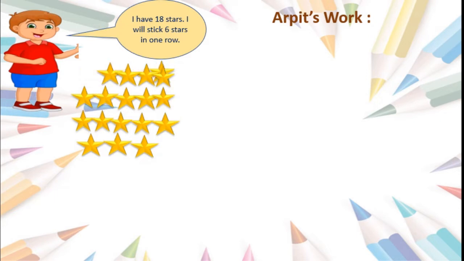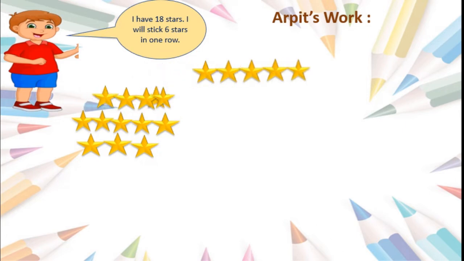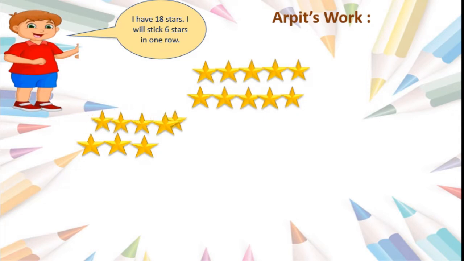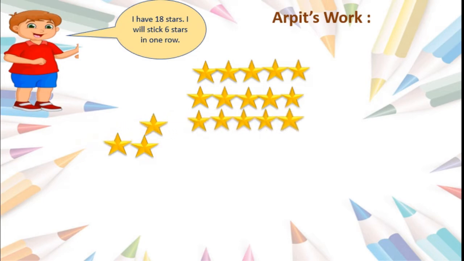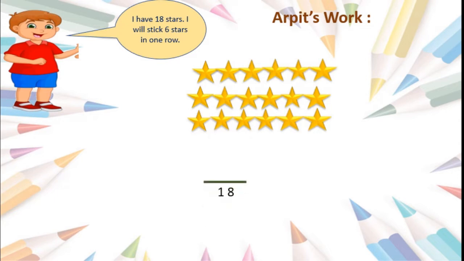We will say 1, 2, 3, 4, 5, 6, 7, 8, 9, 10, 11, 12, 13, 14, 15. These 3 will add to one row. Right? Means each row has 6 stars. Isn't it? Okay, we will go through the method.